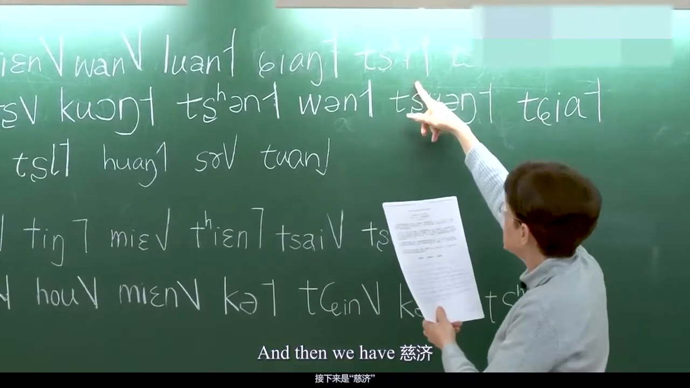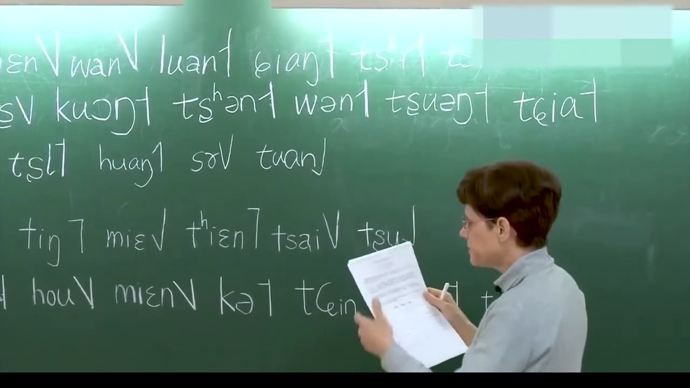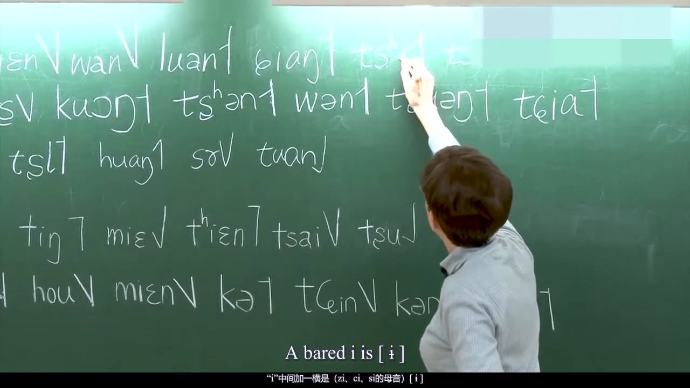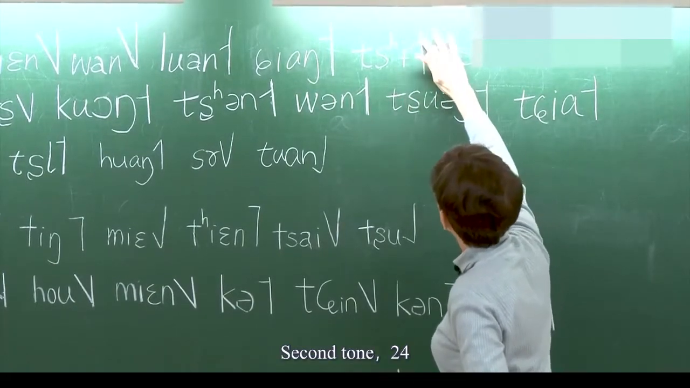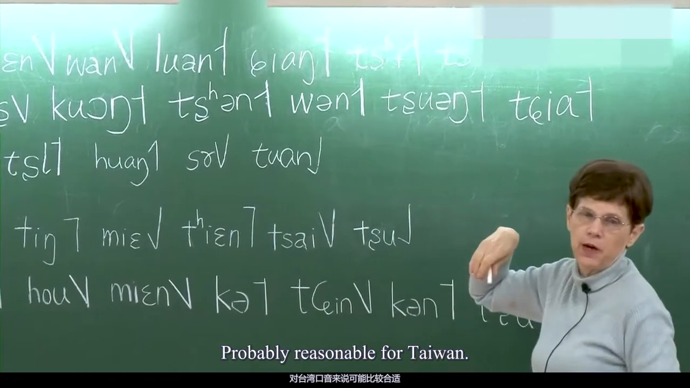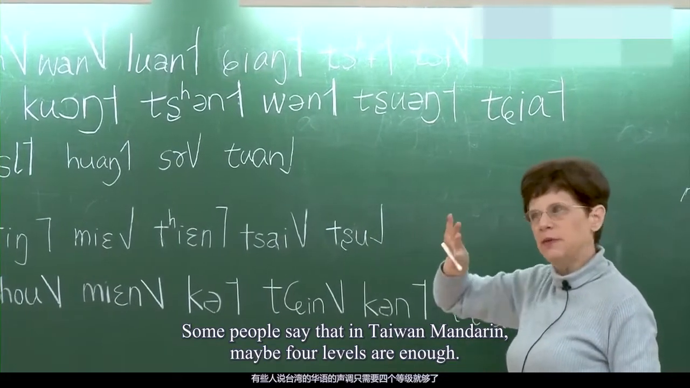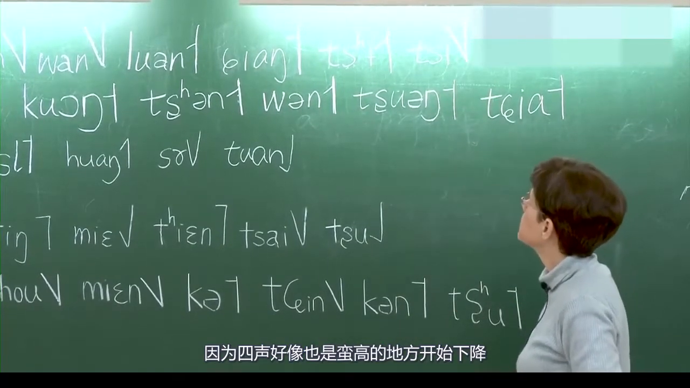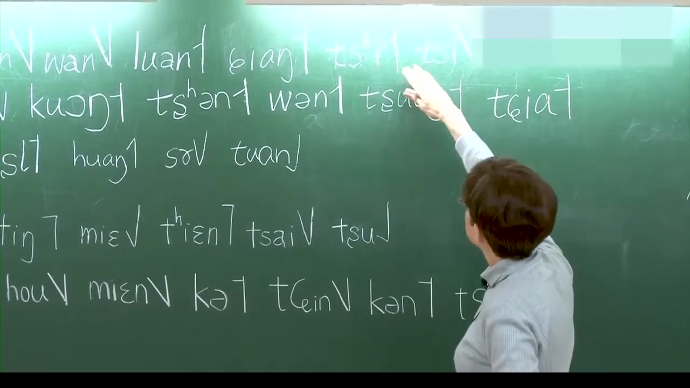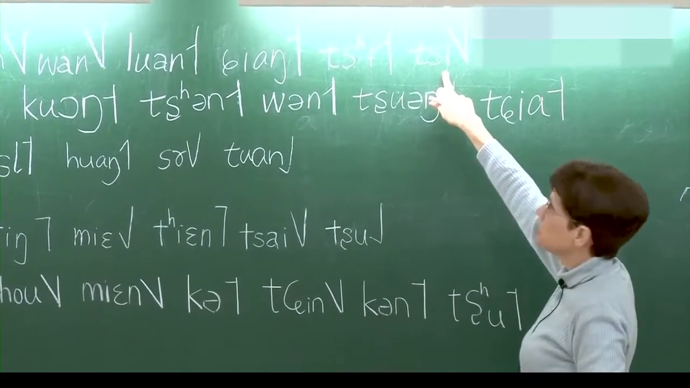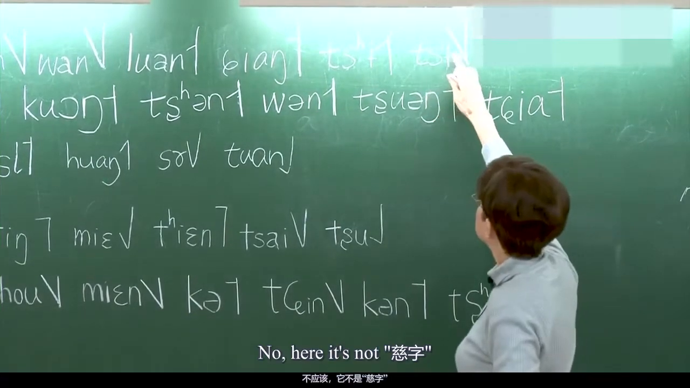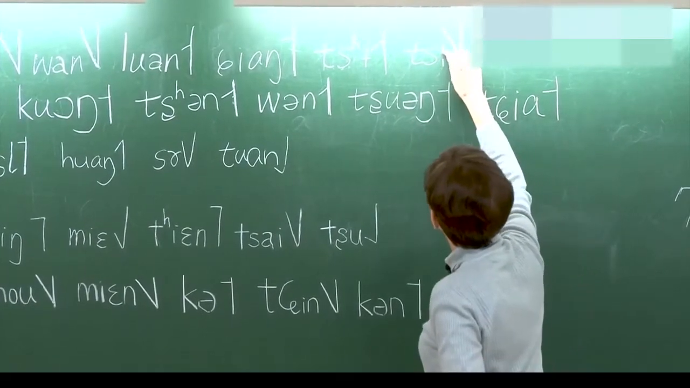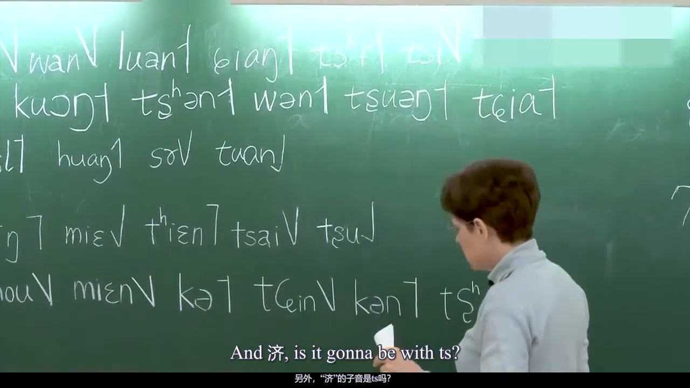And then we have ci, ji, right? So, ci is good, zi, ci with aspiration. A barred e is second tone, or si, probably reasonable for Taiwan. Some people say that in Taiwan Mandarin, maybe 4 levels are enough, but we'll stick with 5. Because fourth tone also seems to start fairly high and then fall. Southern Min may only need 4 levels. ci, what's wrong here? Should it be barred? No, here it's not. The character ci is not right.